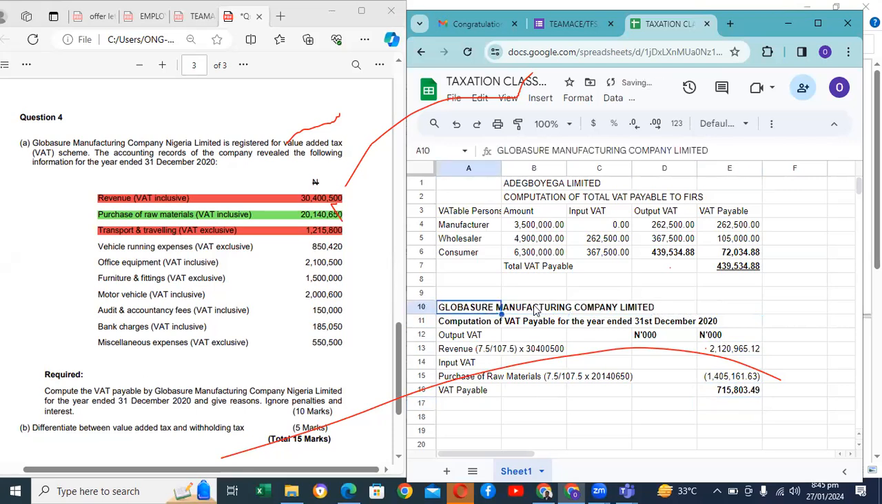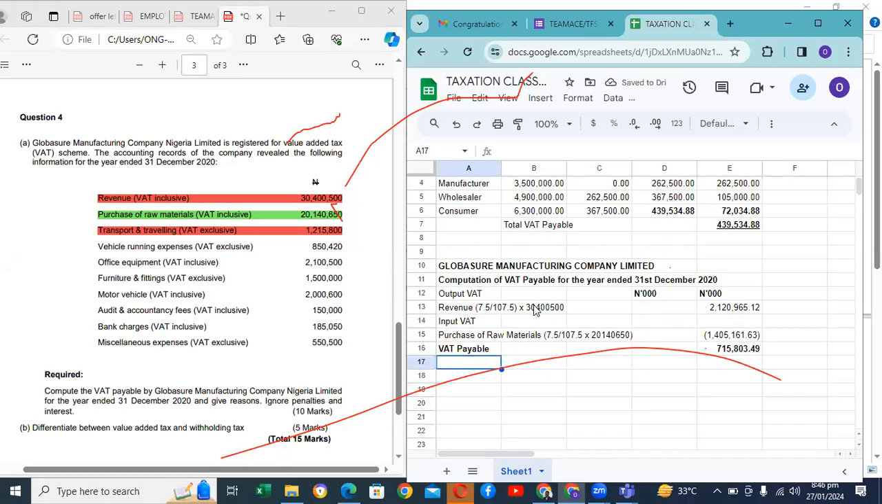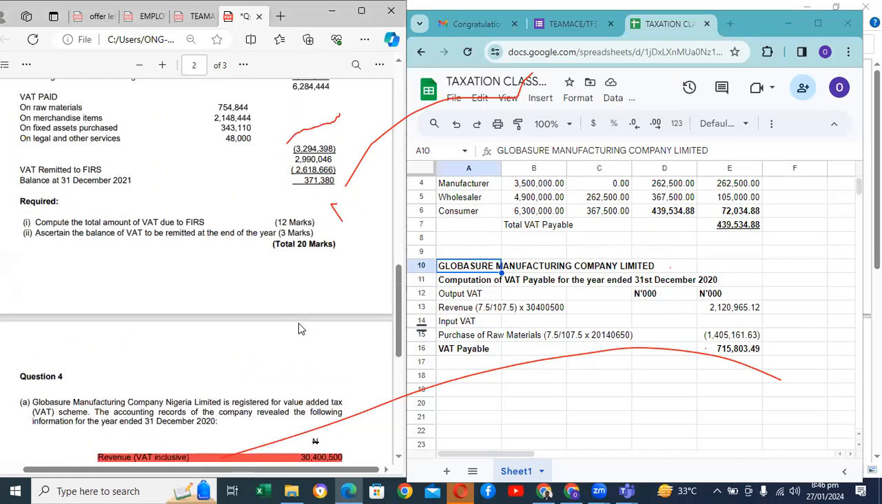Any question? No question, sir. So with this, you are done with that. So this is the solution. The output VAT is positive, then the input VAT is negative. Input is on purchases, output is on sales. It's just for me to show you the one you are deducting. You are deducting the input VAT from the output VAT. Do you get it? Yes.